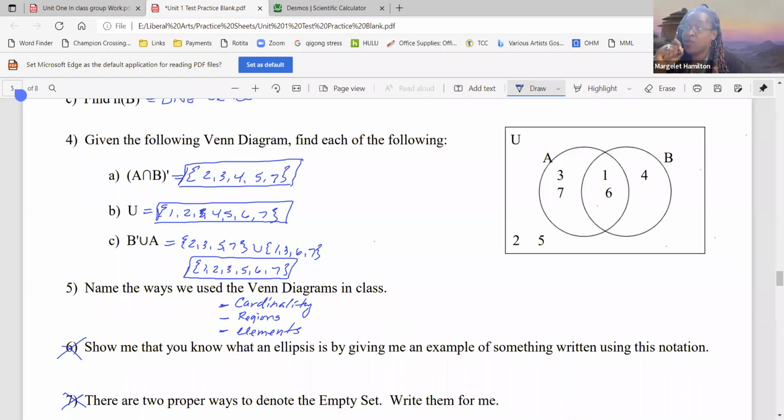If they ask you this on the test, and this is a multiple choice selection, I'm not saying it is, but if they ask you to pick out the 3 ways that we use the Venn diagrams, then you know how we did it. Is everybody all right? Yes, ma'am.